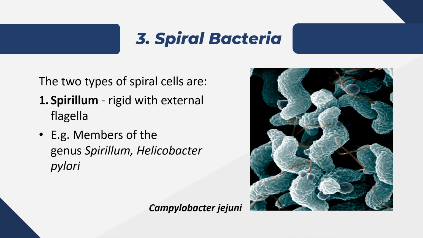Bacteria that are spiral in shape can be classified into two types on the basis of their flagella. Spirillum is a group that contains rigid and external flagella. Examples are members of genus Spirillum, Helicobacter pylori, and Campylobacter jejuni as shown here in this example.